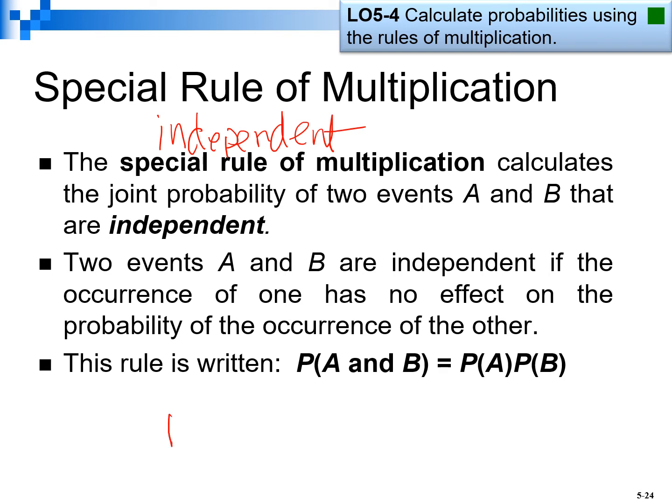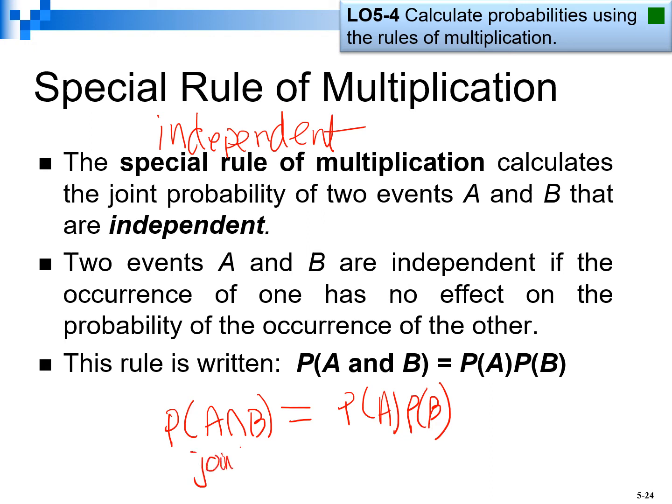So the basic idea is to find the intersection, or the joint probability, simply by taking the probability of A times the probability of B. So it's a multiplication law. Okay, so again, this is referred to as the joint probability. It's also referred to as an intersection. Okay, that comes up a lot.